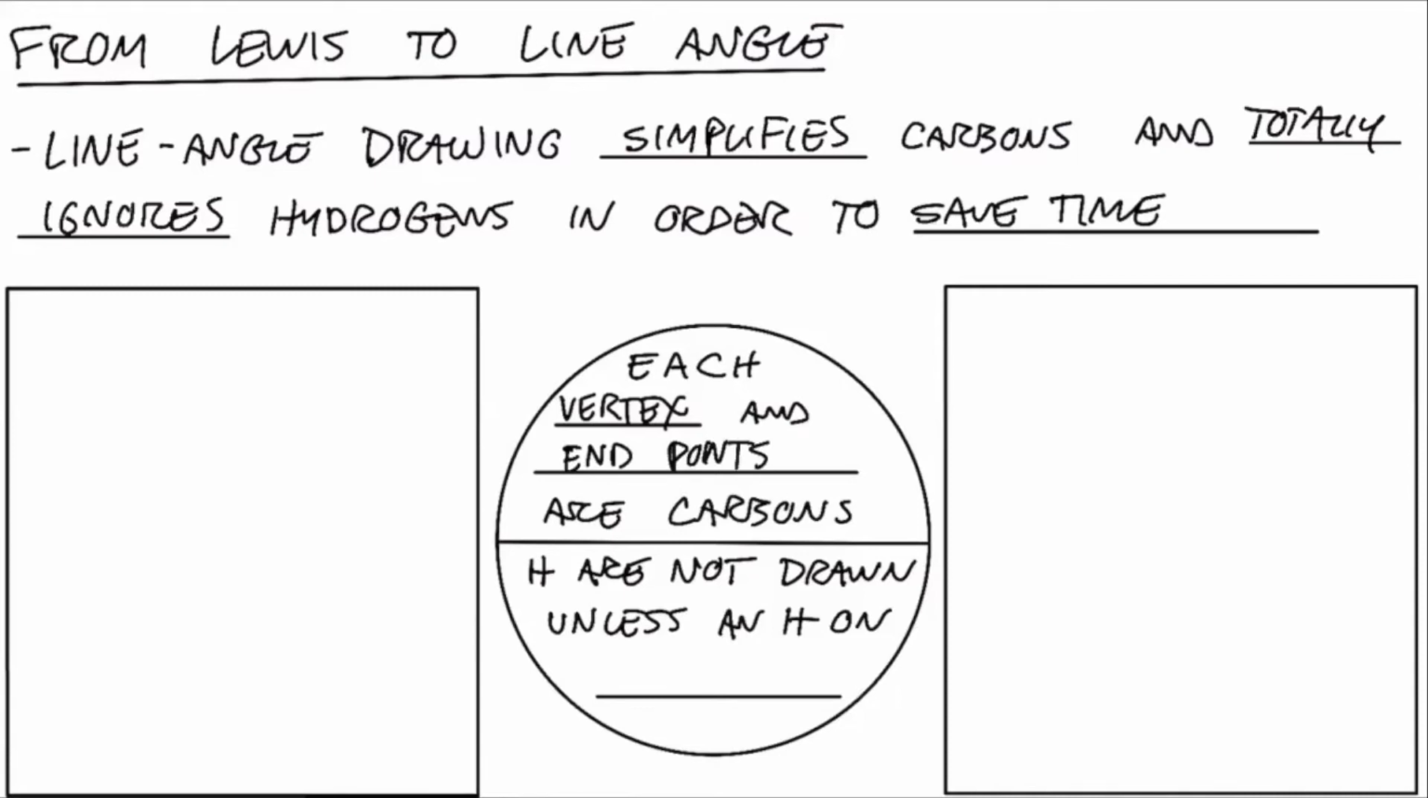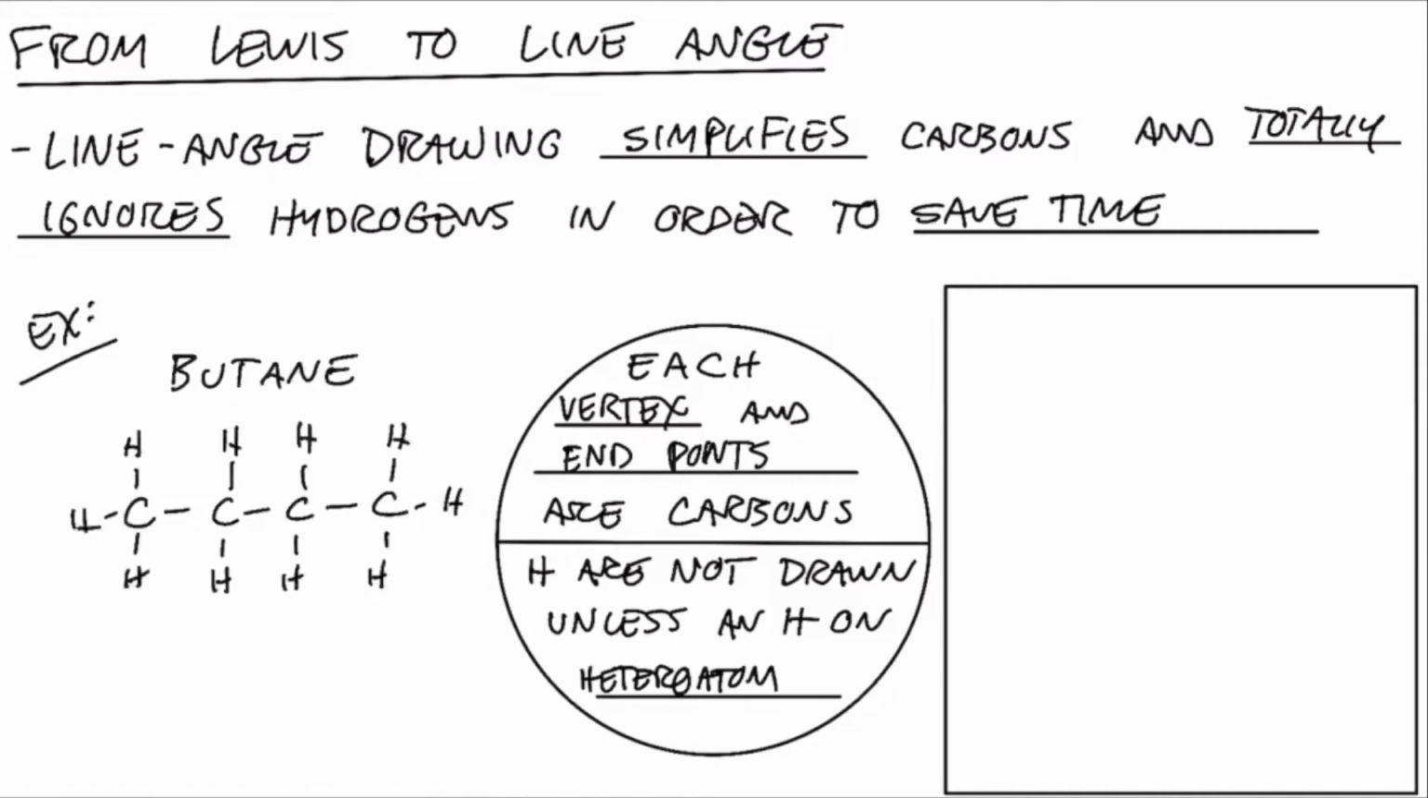So any endpoints of a line or vertexes in a line are going to be carbons. And then we just totally ignore the hydrogens unless they're drawn on a heteroatom. What's a heteroatom? It's anything that's not carbon. So let's look at a couple of examples to help clear this up a little bit.